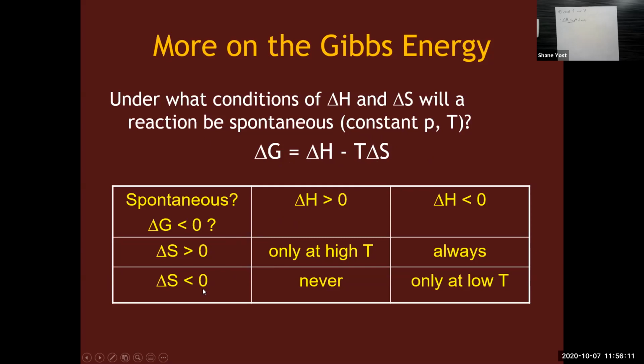Similarly, if you have a negative entropy change and something that's exothermic, that's only spontaneous at low temperatures, when the entropy times the temperature is negligible compared to the enthalpy change. So this table is just being filled in by looking at the equation above and asking, under what conditions is delta G negative?